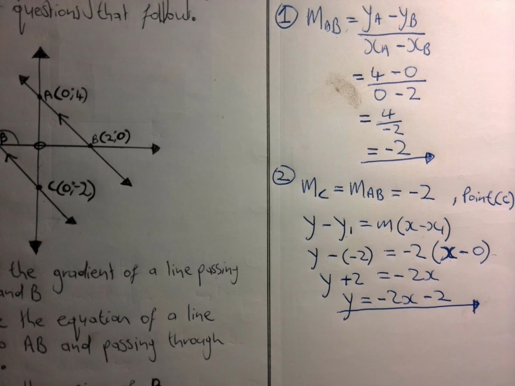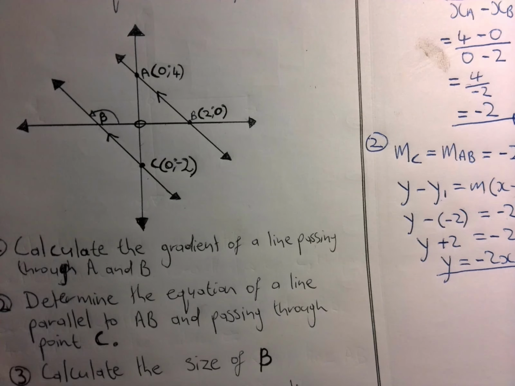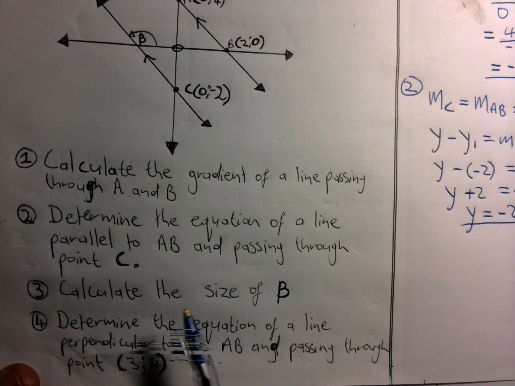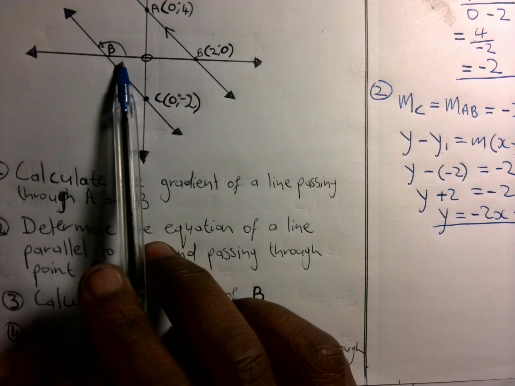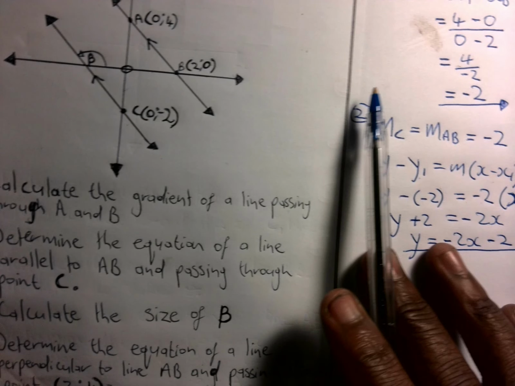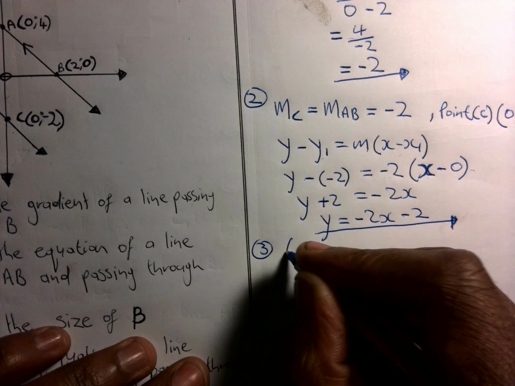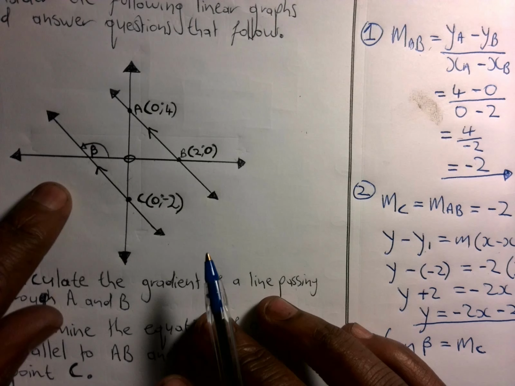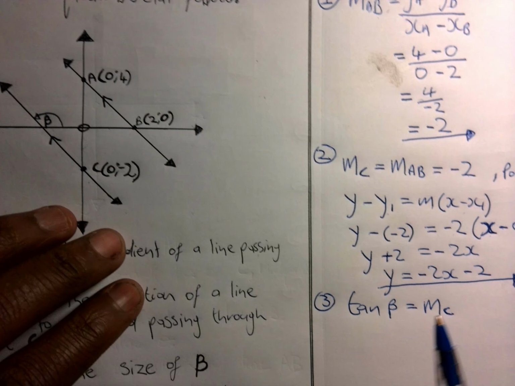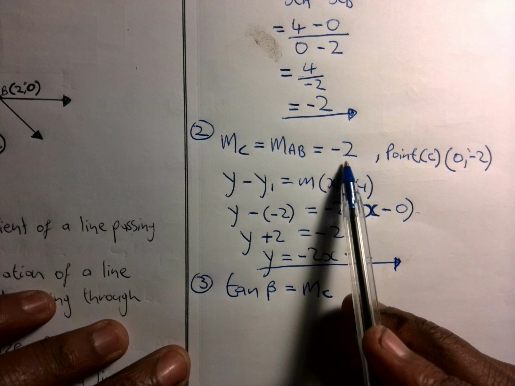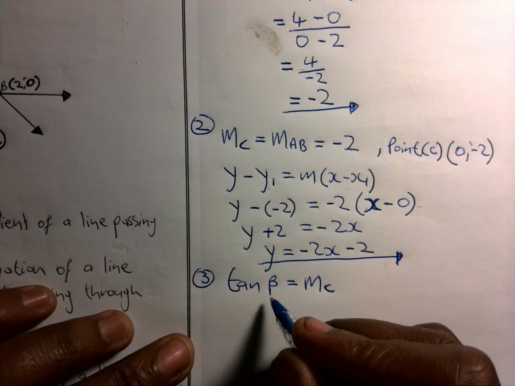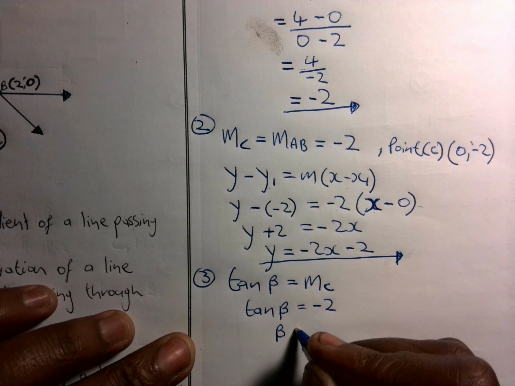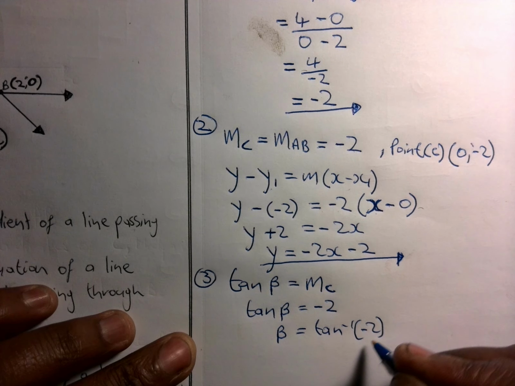Okay, good. Now the next question, calculate the size of beta. Beta is that one. Okay, so for the angle of inclination, we know that tan of beta is going to be equal to MC, which is the gradient of this line. But the gradient is now negative, so we're going to substitute it as negative. So we're going to say tan beta is going to be equal to negative 2, and beta is going to be tan inverse of negative 2. So we are going to get a negative angle there.